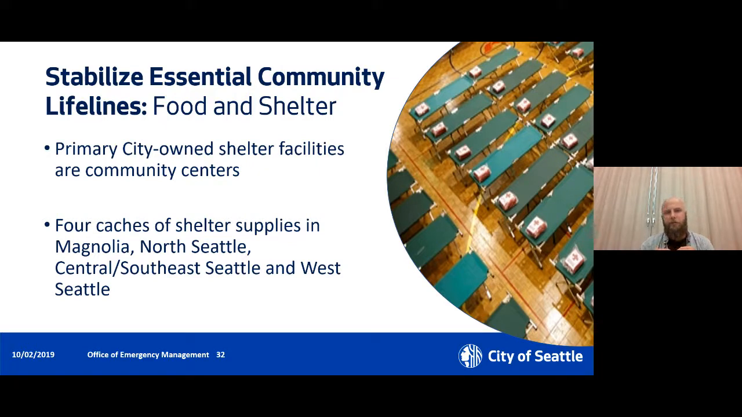Some things to note here, there's some primary city-owned shelter facilities, and those are community centers. I also have a link in that list of documents to our shelter annex where there's a lot more detail on this, and that really breaks down the fact that we're looking at a lot of different spaces. So we partner with the American Red Cross. They would be someone we'd be looking to, as they have a number of shelter facilities located in churches, schools, other places throughout the city, depending on what's available. We may use some of those, and we may use some city-owned facilities.